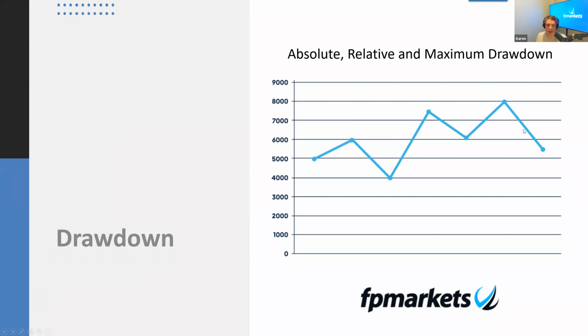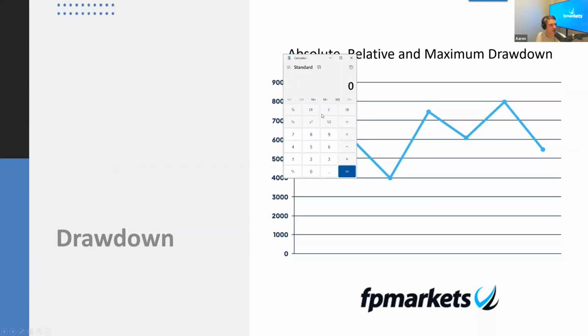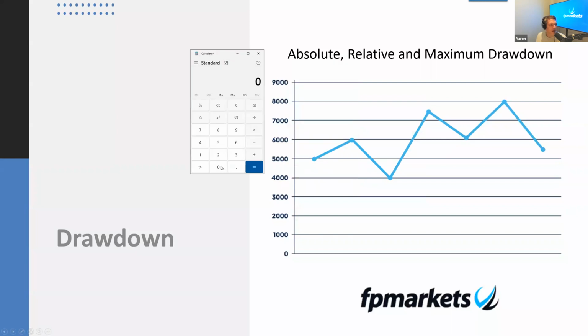The largest balance drop in percentage terms between two points is your relative drawdown. The relative drawdown can be found from 6,000 to 4,000. This is your largest relative drawdown. Let's quickly calculate this, just to prove it. To calculate a decline, we would say 6,000 minus 4,000, divided by 6,000, which would give you 33.3%, rounded. That would be your maximum relative drawdown. So 6,000 minus 4,000 divided by 6,000 gives you your maximum relative drawdown.